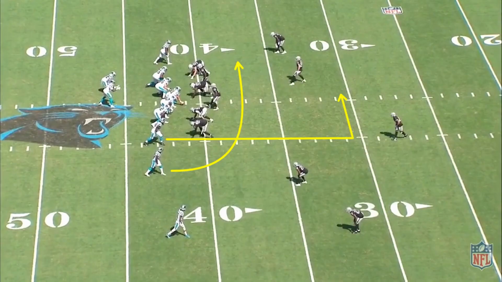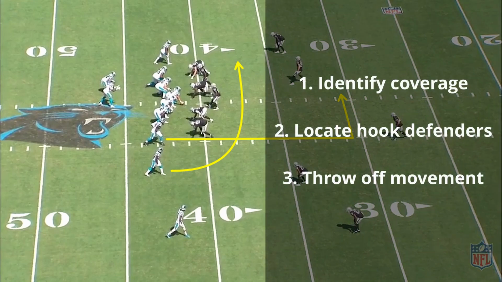If you're the quarterback, your process and reads are, number 1, identify man or zone coverage and the potential matchup on the shallow drag. Number 2, you got to locate the hook defenders. And number 3, you want to throw off of their movement.